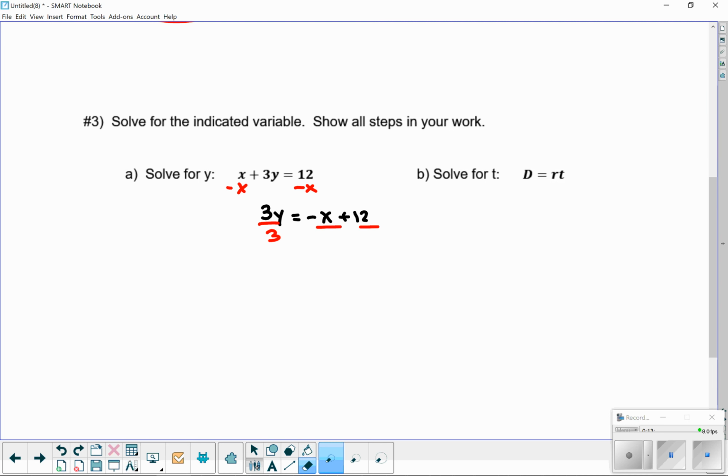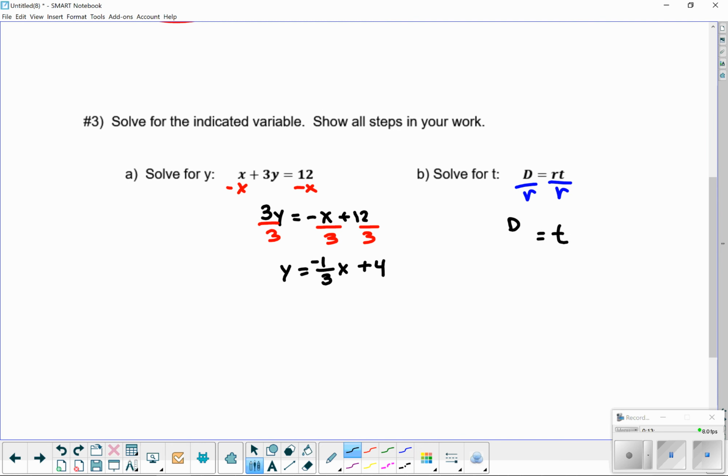All right, so that means that your 3 divided by 3 for the y cancels, and you get y equals negative x divided by 3. I'll call that negative 1/3 x, and 12 divided by 3 is 4. Okay, so solve for y. Solve for t, in this case, we're going to go ahead and divide it by r. The r's cancel, and you will get t, going backwards, is equal to d divided by r. Okay, that's a wrap.